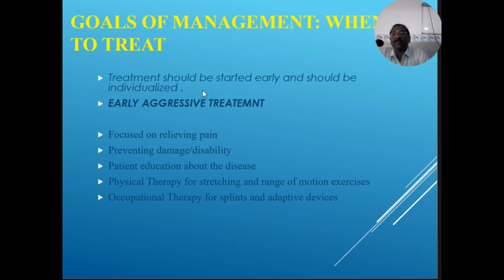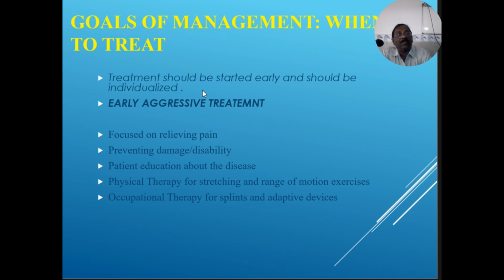That is very important. Patient education is also very important about the disease, because this is a chronic disease, a progressive disease, an aggressive disease and a relapsing disease. So you should discuss this with your own patients. And physical therapy for stretching and range of motion exercises. The physiotherapy also will help a lot in all the rheumatological conditions. We give a lot of respect to the physiotherapists, because without their role, the total management of rheumatoid arthritis is not right. Sometimes occupational therapy for splints and adaptive devices.